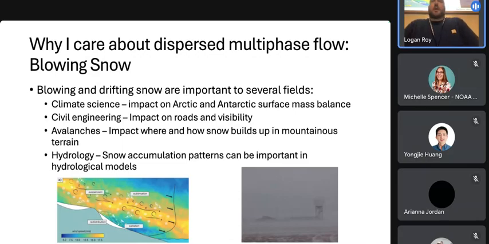And it shows up in different alpine settings. So with things like avalanche forecasts, hydrology, understanding how that snow pattern distributes itself in these alpine settings is pretty important. So that's the motivation.